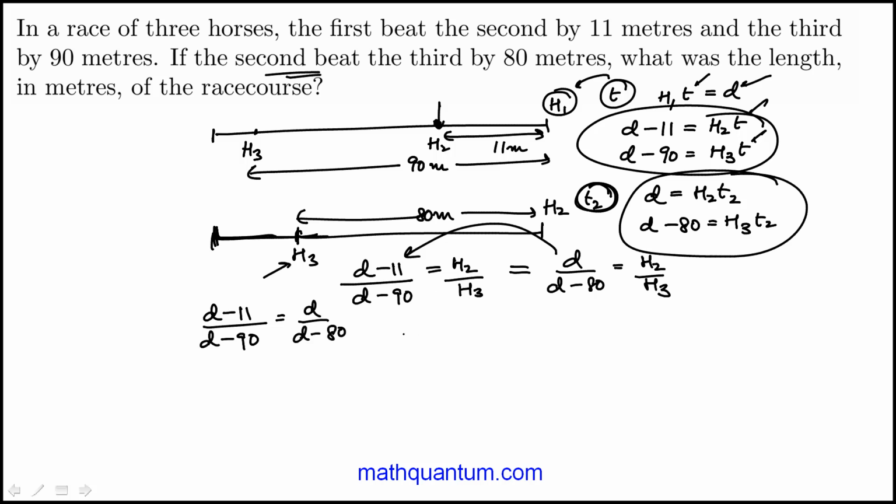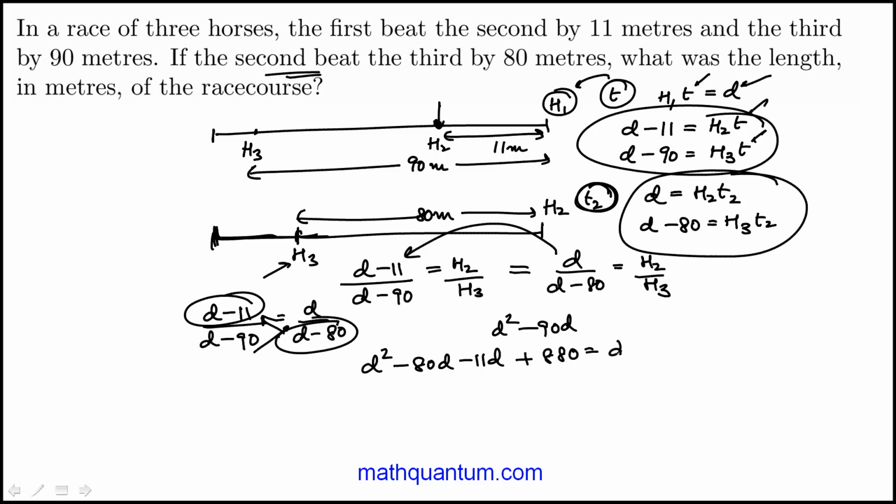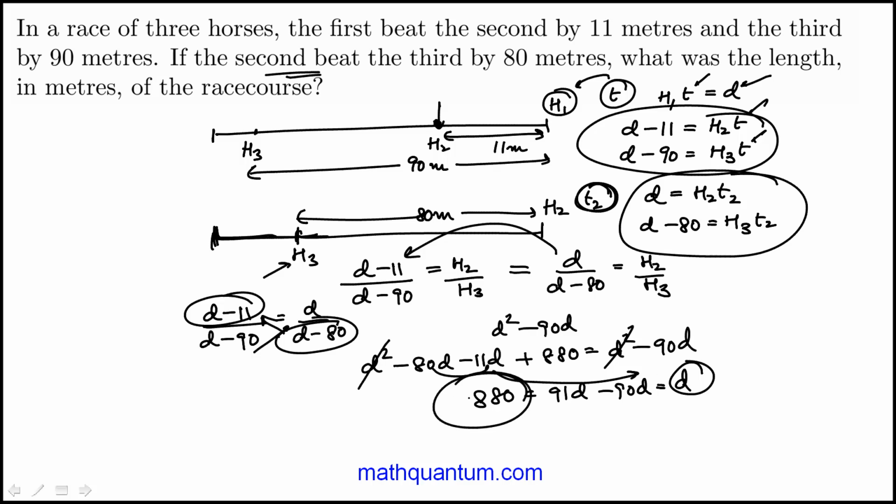So we'll just cross multiply. So that becomes d squared minus 90d, this piece here, and then if I multiply these two, that would become d squared minus 80d minus 11d plus 880. And these two drop out. That's minus 91d. I'll move that over, and that would become 91d minus 90d, which is d, and that's exactly what I'm looking for, which is the answer.